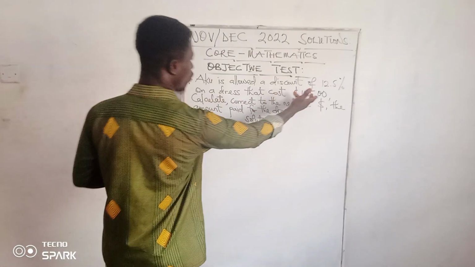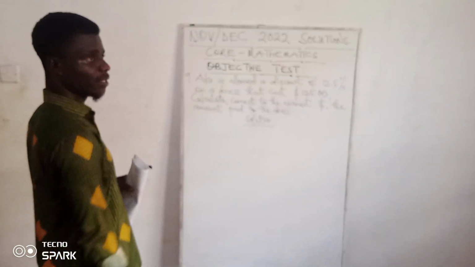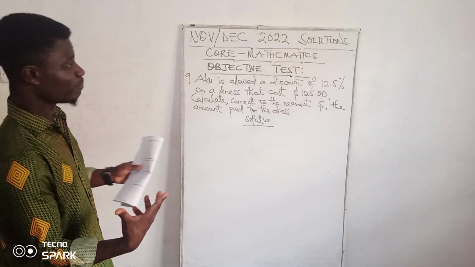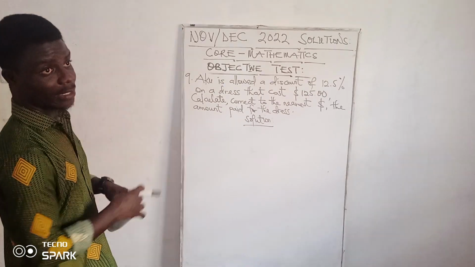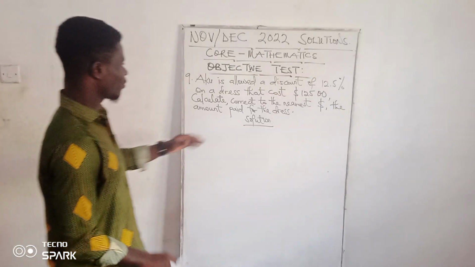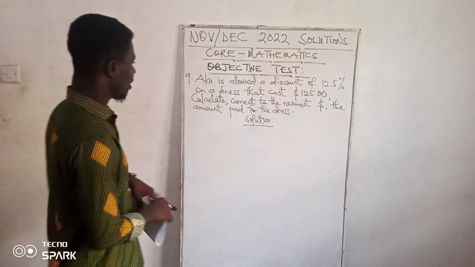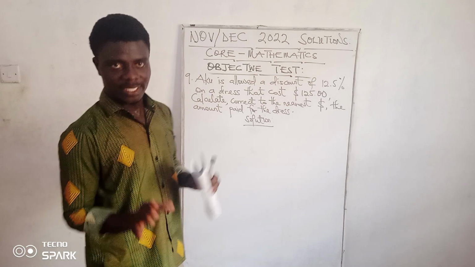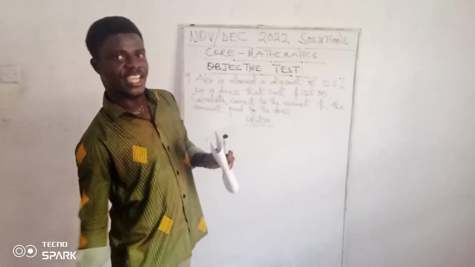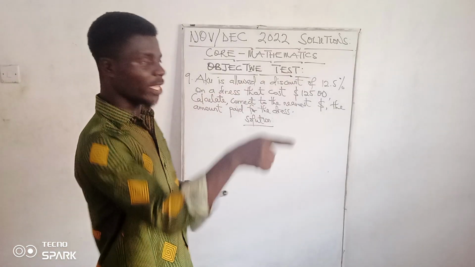So on a dress that cost, we have the original price or the selling price or the actual price, which is $125. This time around it is in dollars. So calculate correct to the nearest dollar the amount paid for the dress. So they want the amount paid for the dress. They didn't tell you to find the amount saved. You want the amount paid for the dress.